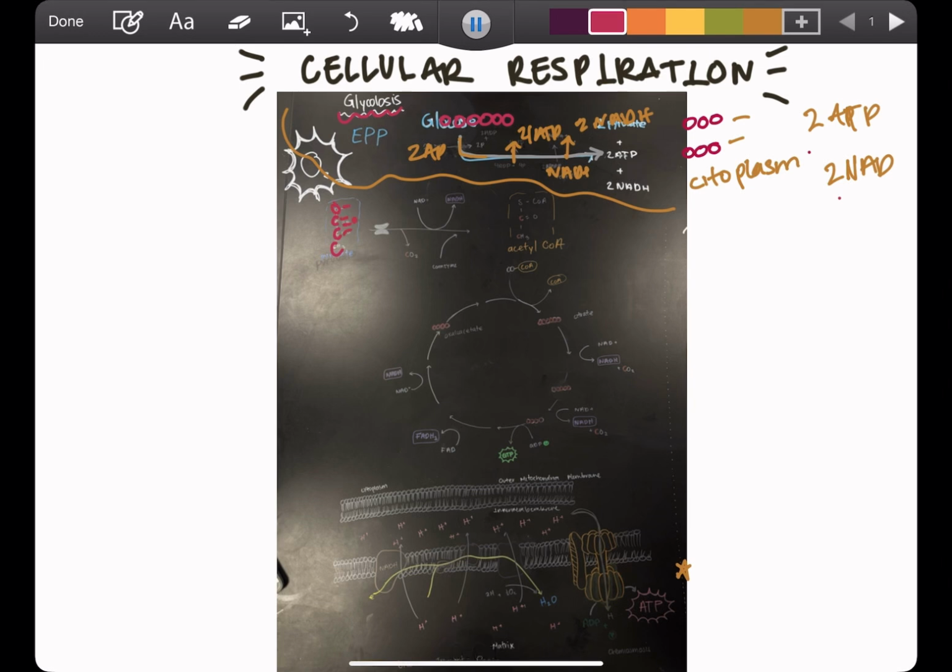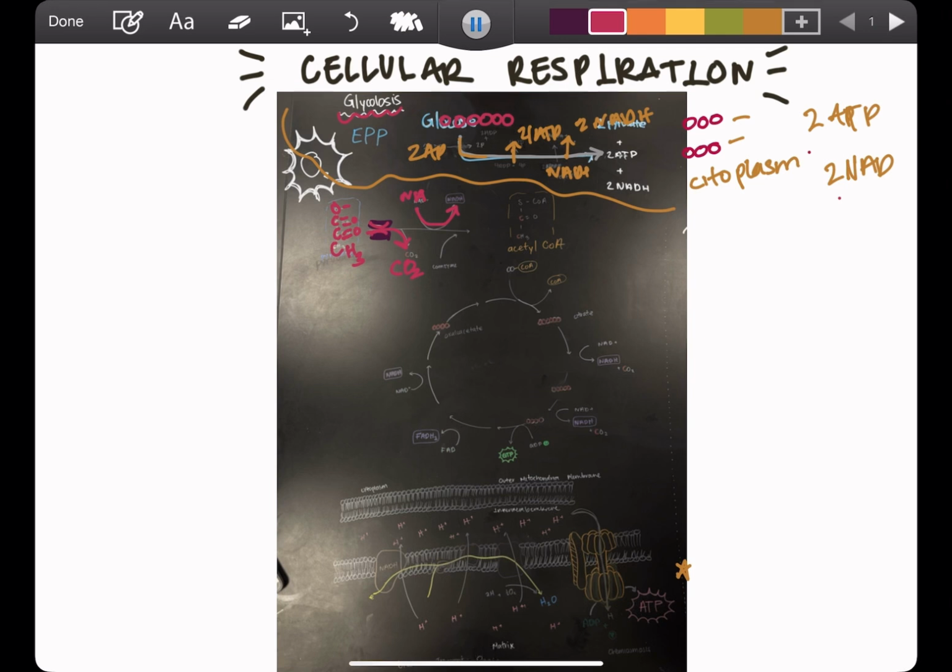After glycolysis, each pyruvate molecule is transported from the cytoplasm into the mitochondria, and once in the mitochondria, the pyruvate goes through decarboxylation, which means that one carbon atom is removed from the pyruvate molecule as carbon dioxide, and then it becomes a 2-carbon compound.